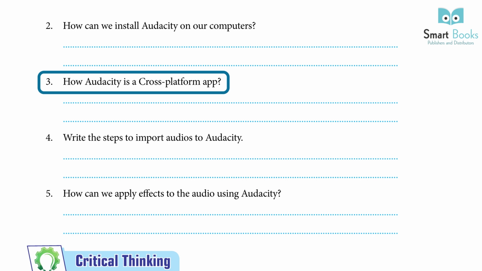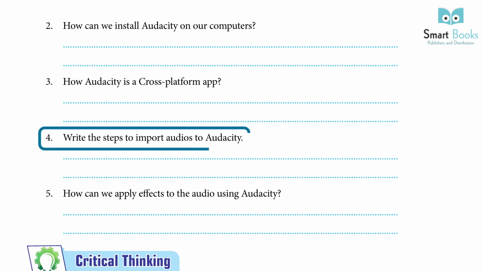3. How is Audacity a cross-platform app? Answer: Audacity is a cross-platform app that allows you to install it on devices running Windows, Linux or Mac OS operating system. 4. Write the steps to import audios to Audacity. Answer: 1. Select import from the menu selection by clicking on the file menu and then choose the audio option. 2. Find the track you want to import in the select one or more file dialog box. When the desired track has been chosen, select open to bring it into Audacity.